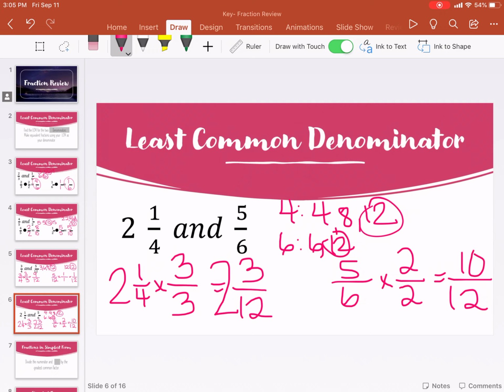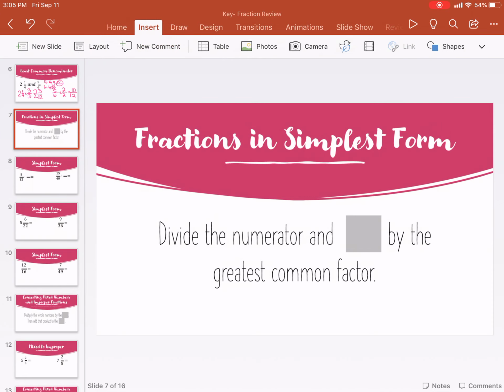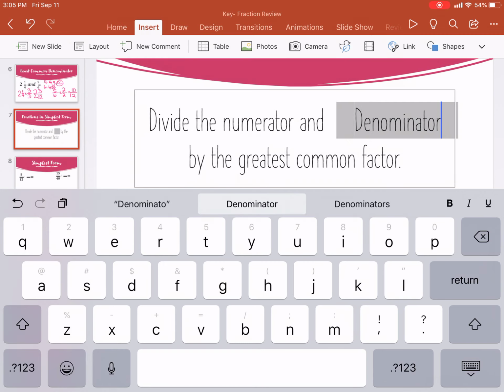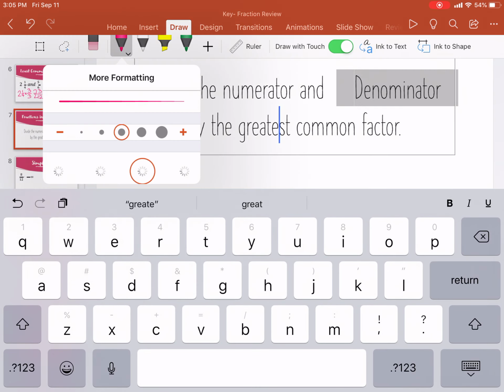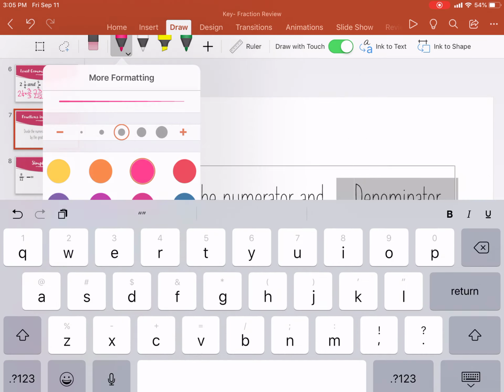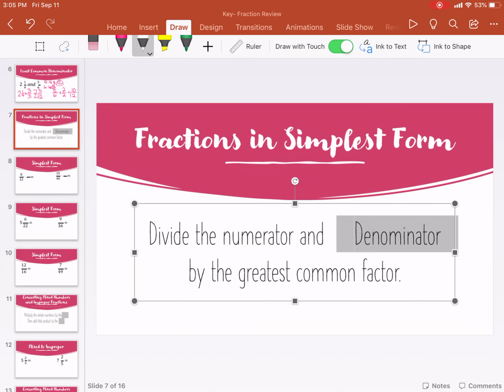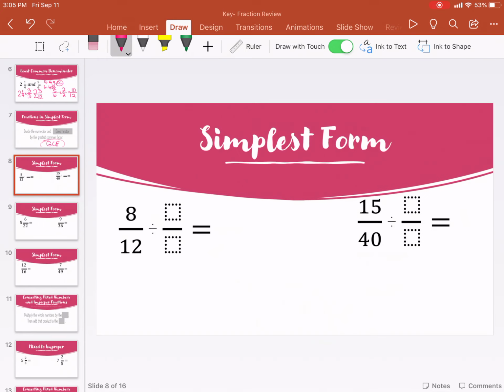That's how we get common denominators. Your least common multiple gives you a common denominator. So let's practice simplest form. You are going to divide the numerator and the denominator by the greatest common factor, GCF. Okay, simplest form, GCF. So what number can both 8 and 12 be divided by?